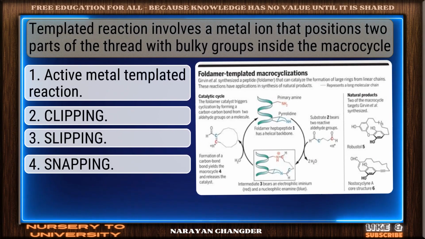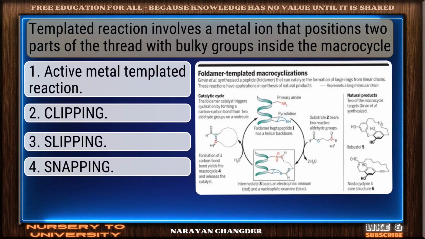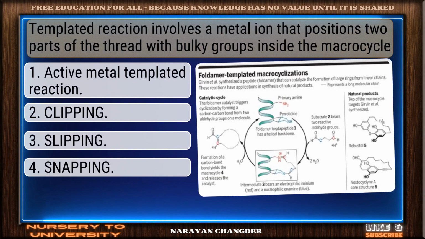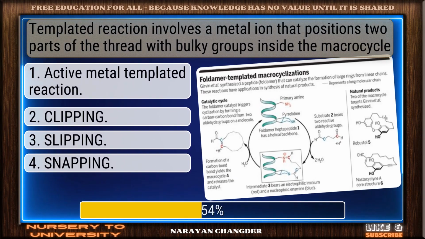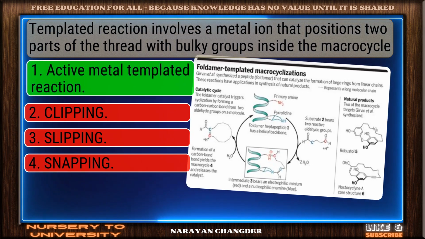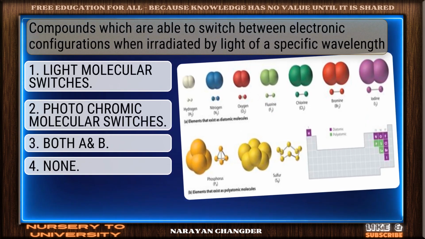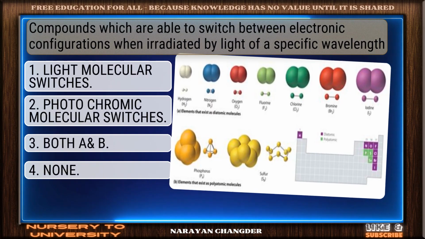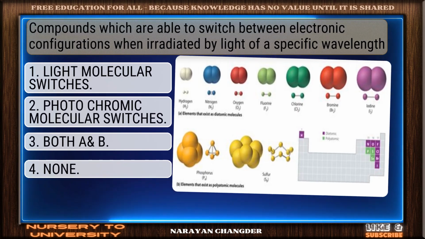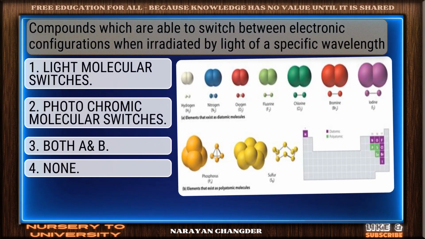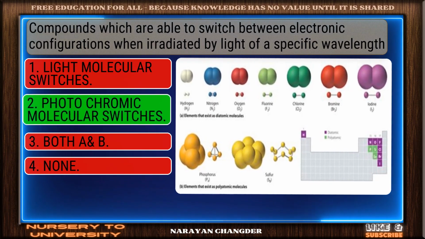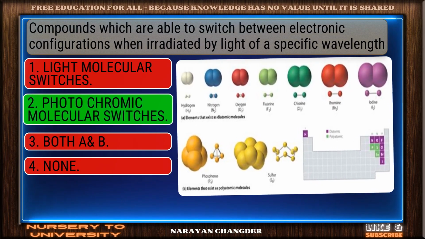Templated reaction involves a metal ion that positions two parts of the thread with bulky groups inside the macrocycle. Valid point. Active metal templated reaction is true. Compounds which are able to switch between electronic configurations when irradiated by light of a specific wavelength. Nicely done. Photochromic molecular switches is a solid answer.